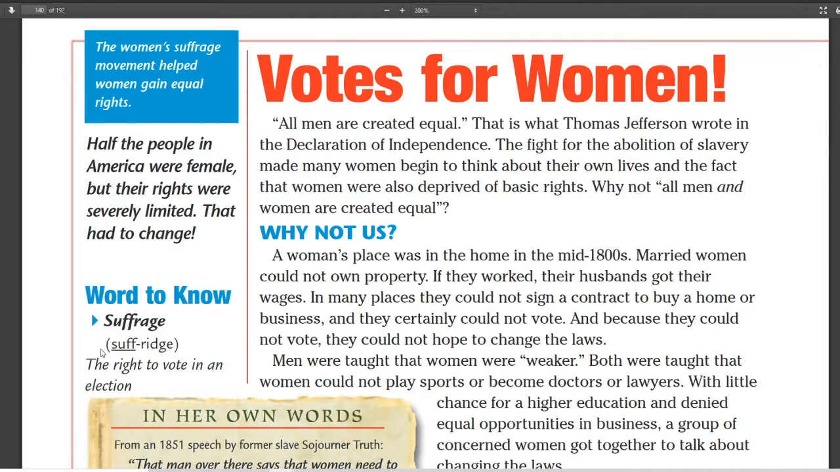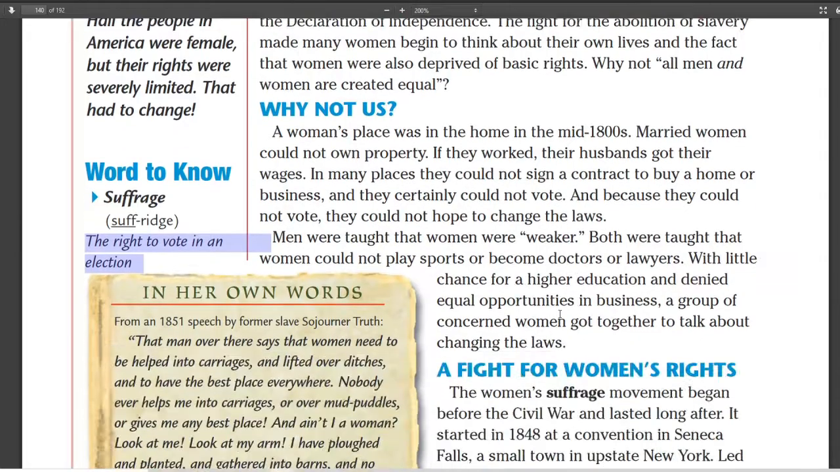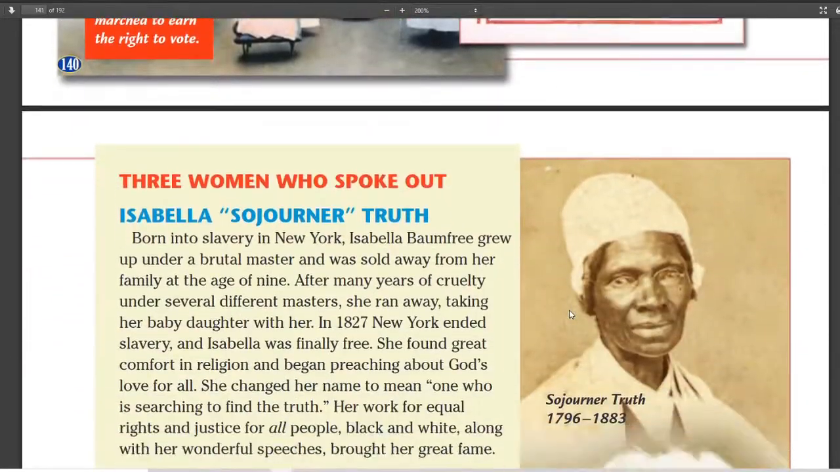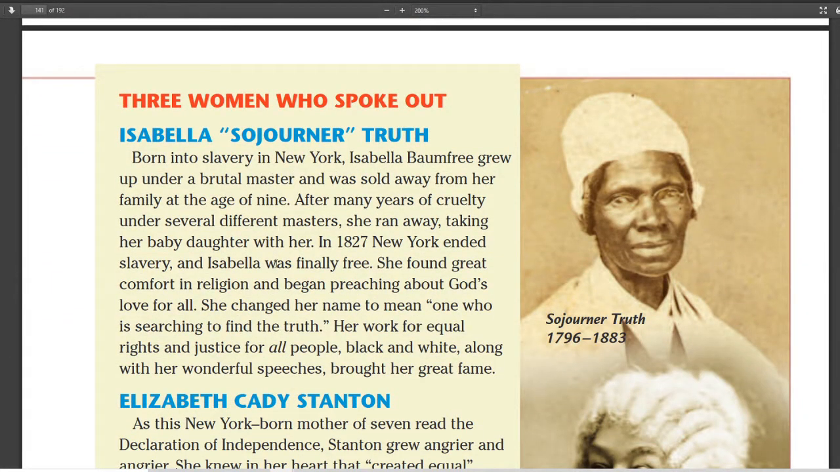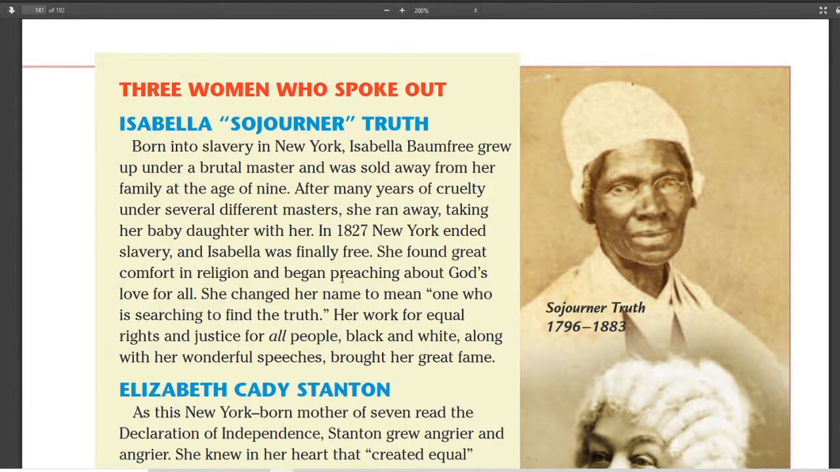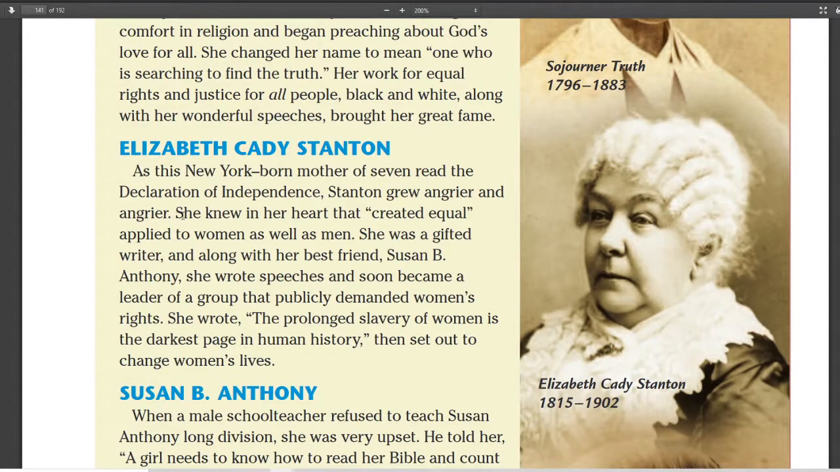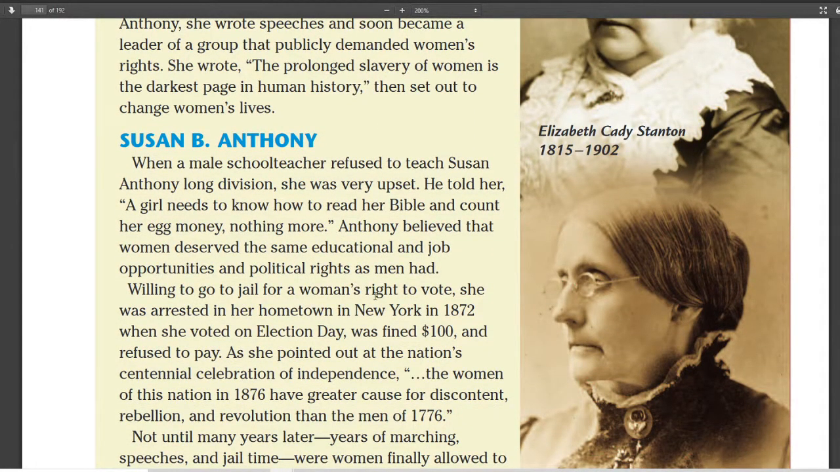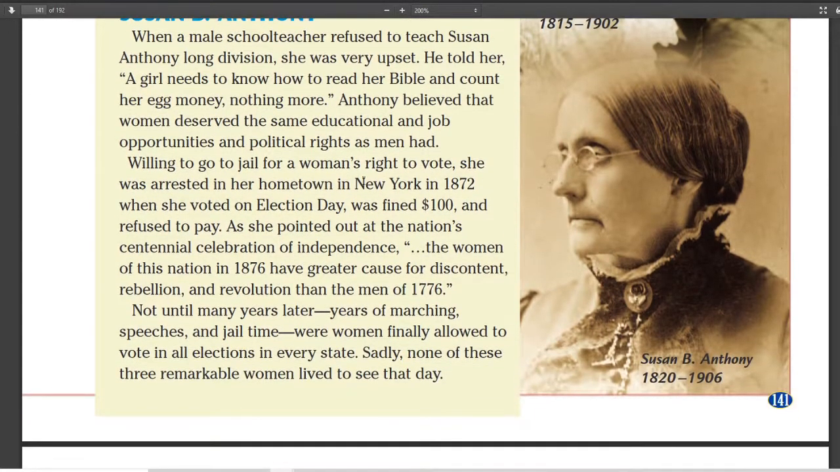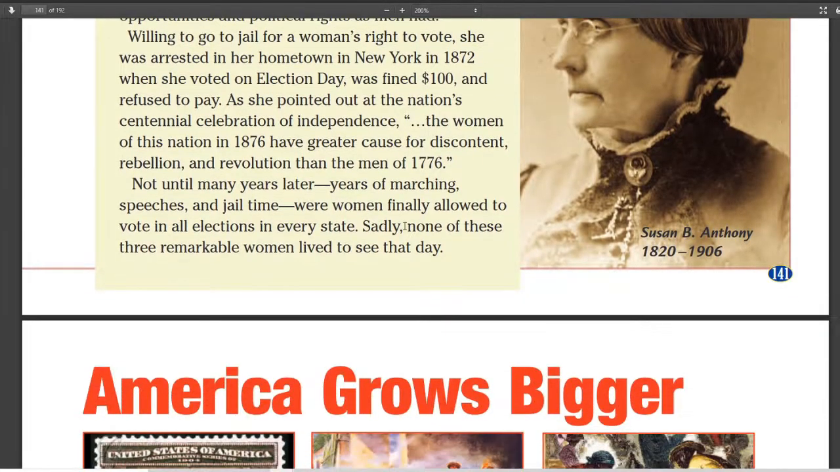And then we get to women. Suffrage, the right to vote in elections. Make sure you know that word. And then we've got our three people here. Isabel Sojourner Truth, she was an escaped slave and became a suffragette. Elizabeth Cady Stanton was a gifted writer, made speeches. Susan B. Anthony was all about getting the right to vote. In fact, she was arrested one time for voting illegally.